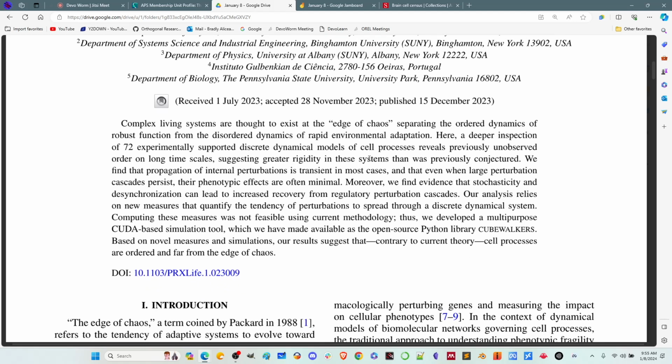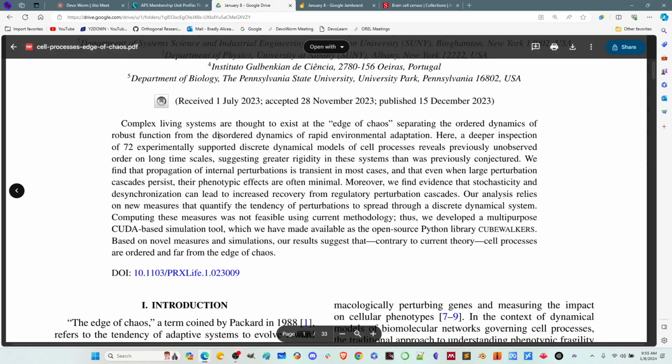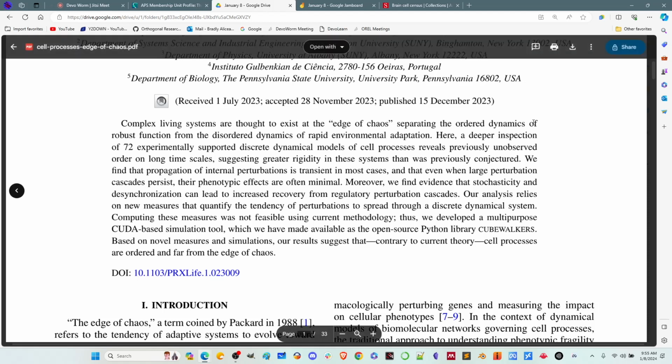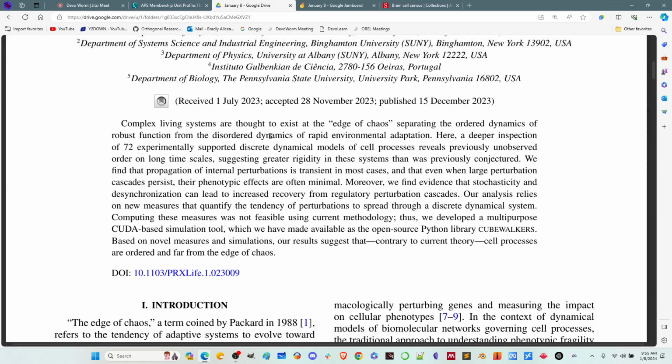So the abstract reads: complex living systems are thought to exist at the edge of chaos, separating the ordered dynamics of robust function from the disordered dynamics of rapid environmental adaptation. What it means is that you have a biological system, first of all a complex system, and it exists at what they call the edge of chaos. The edge of chaos means that it's not a deterministic system, but it's also not a chaotic system. It sort of exists at the edge of chaos.